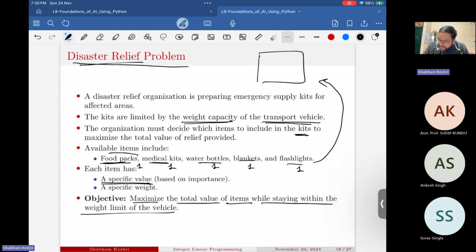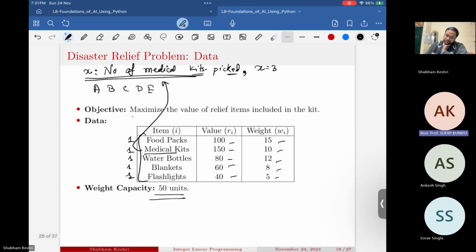So when I say food packs, it may be a packet of foods, and if you pick that food packet, you have to pick it together. When I say medical kits, it is a combined luggage of medical kits. You either pick that medical kit or you don't pick it, that is the idea. Then this will be like A, B, C, D. We can consider food pack, medical kit, water bottle, blanket, flashlight.